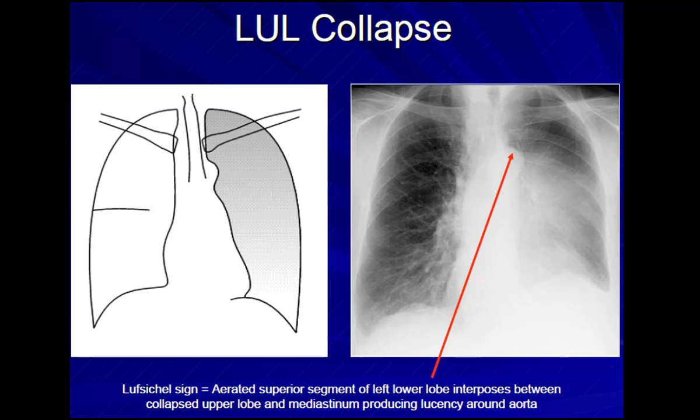One sign called the Luft-Trickle sign is described, which means there is translucency around the aorta, because of the interposition of the aerated segment of the lower lobe between the collapsed upper lobe and the great vessels. So it is the aerated superior segment of the left lower lobe which interposes between the collapsed upper lobe and the mediastinum, and it produces a translucency around the aorta. It is a finding seen in left upper lobe collapse.